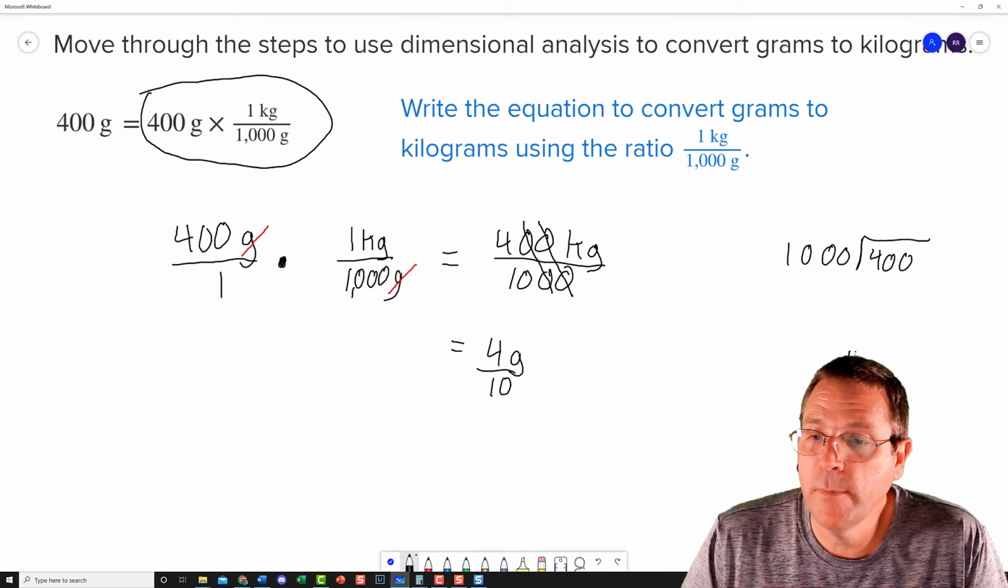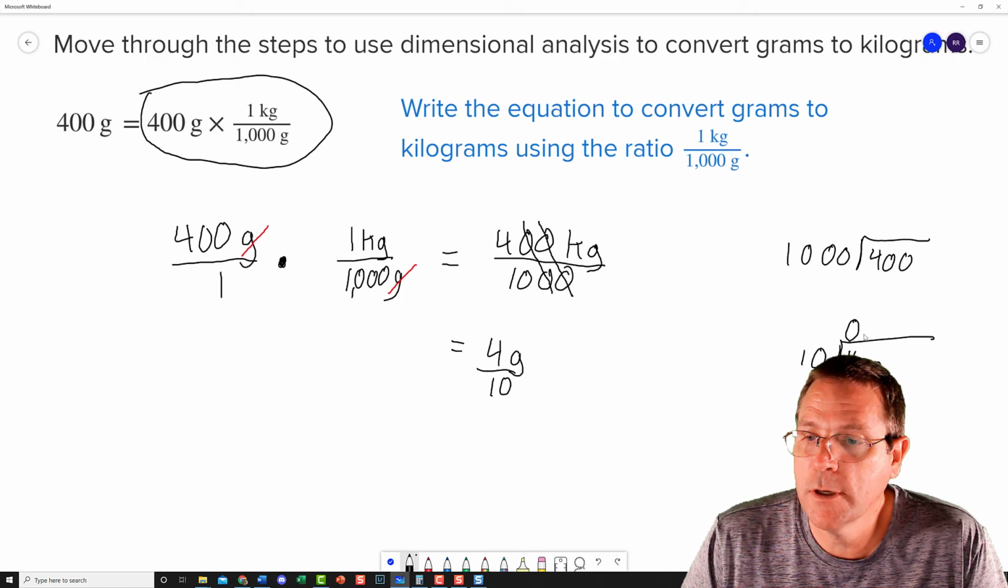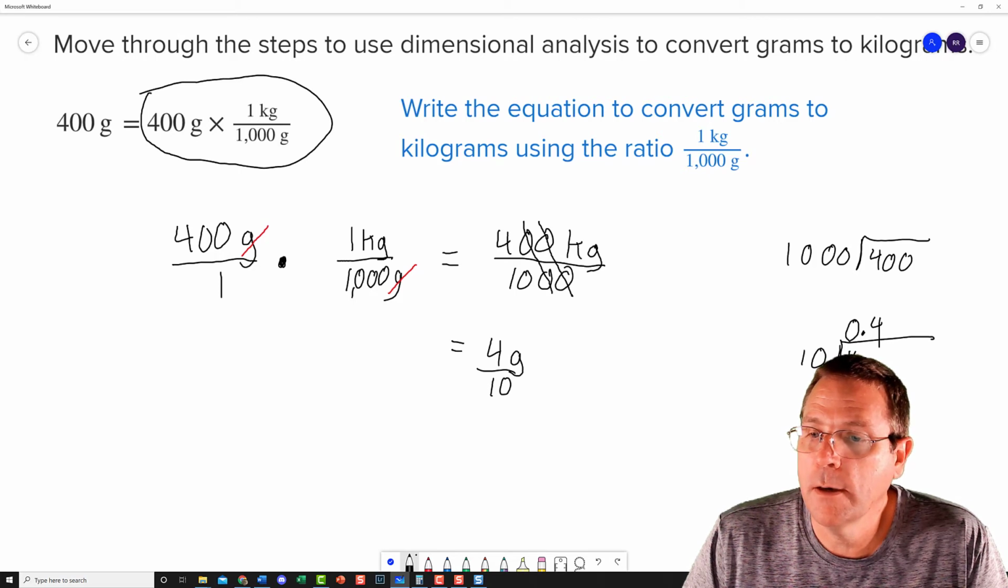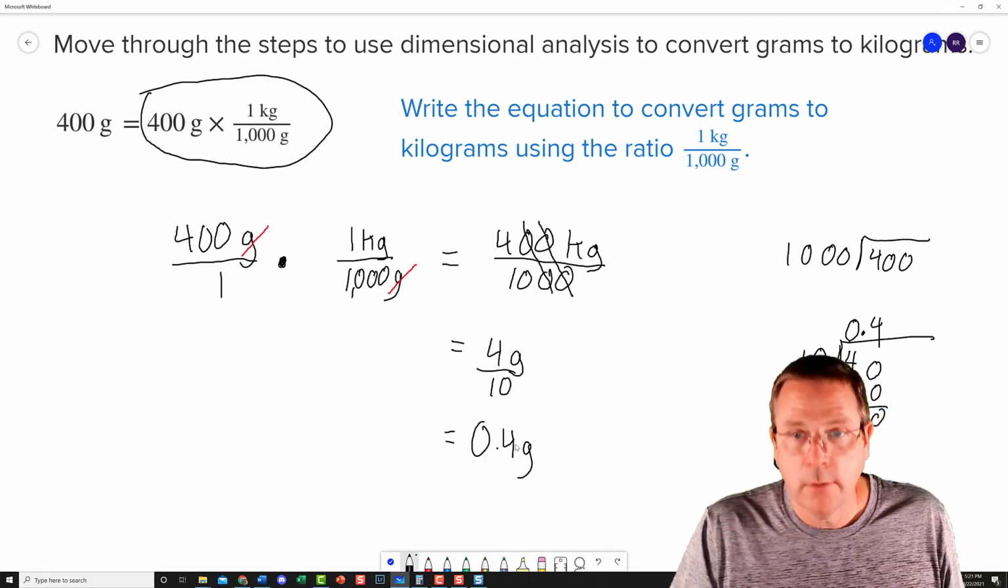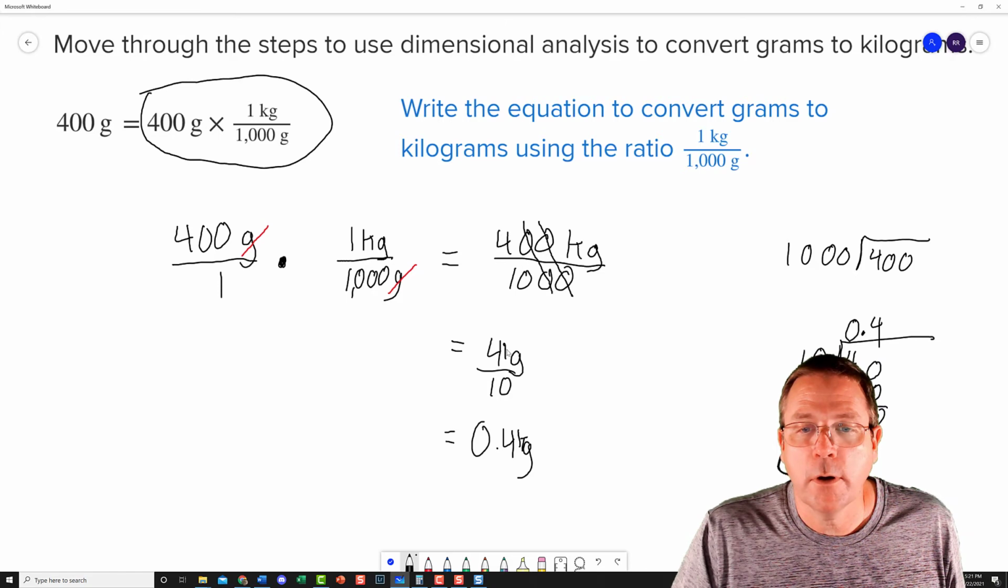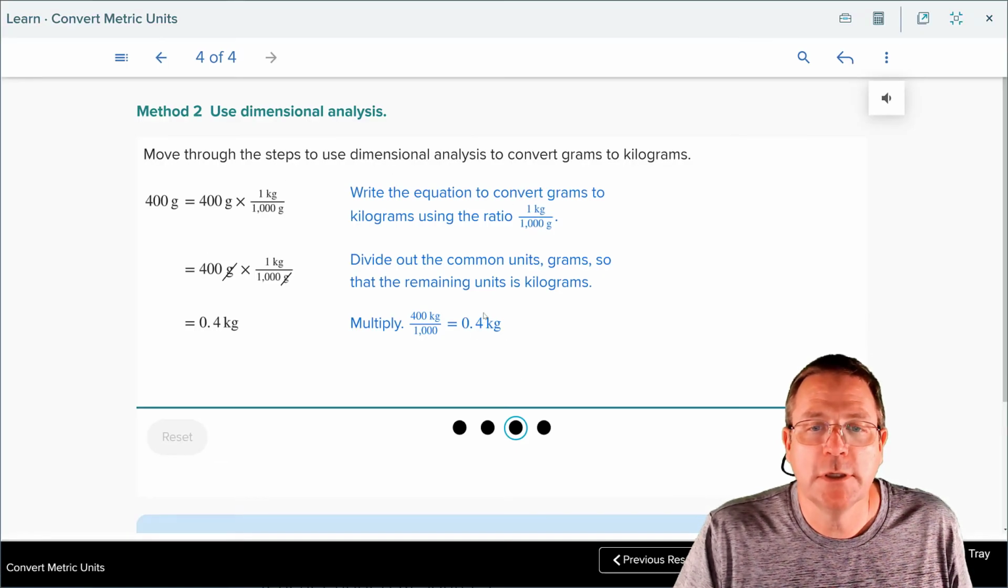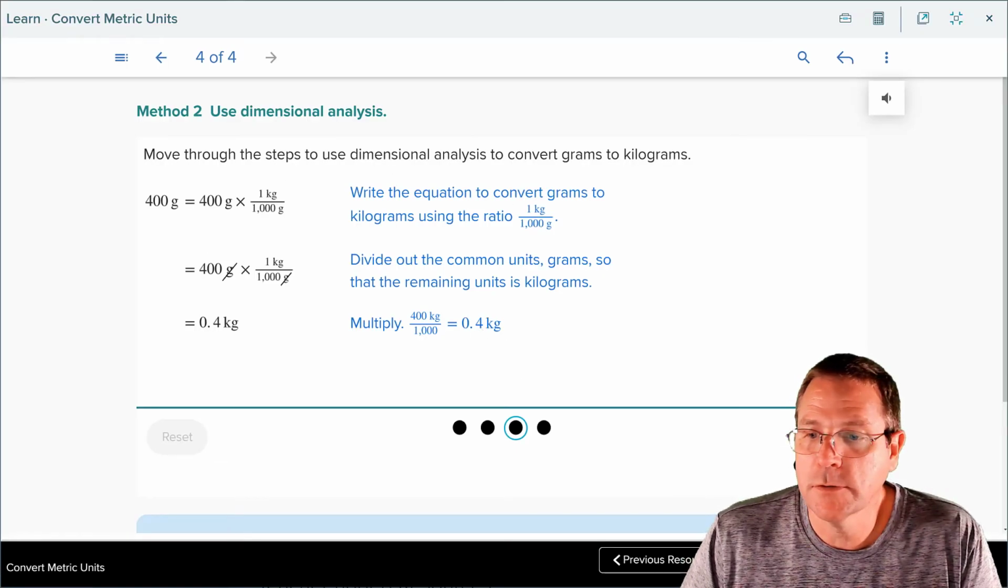That's easier for me to divide, so now I'm going to take 4 divided by 10. 10 goes into 4 0 times, so put in your decimal, your decimal goes up. 10 goes into 40 4 times, and 10 times 4 is 40 with nothing left over. And that is the reason you get the 0.4 kilograms that you see right here in the answer.